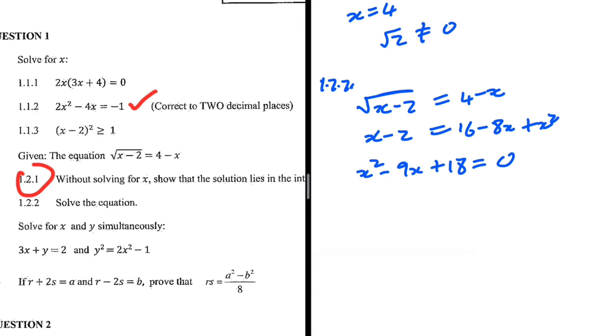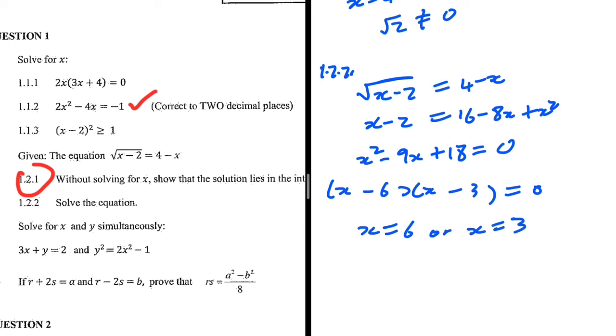So let's carry on. We need to factorize. We have x squared minus 9x plus 18 equal to 0. Two factors of 18 that add to minus 9: minus 6 and minus 3. I think those two work. Minus 6 multiplied by minus 3 will give you plus 18, and they add to minus 9. So x is equal to 6 or x is equal to 3.